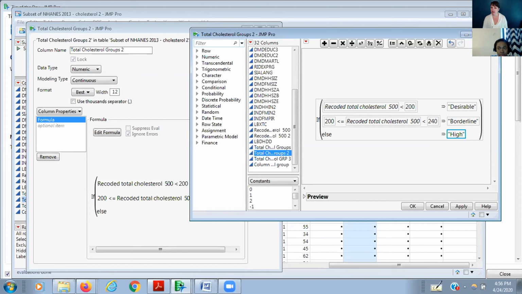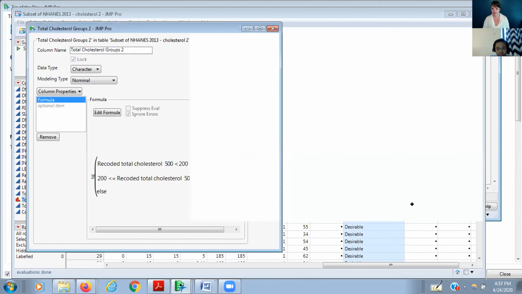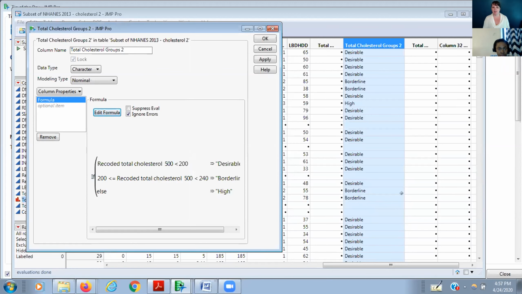Now press apply. You want to apply this formula. See down here underneath, you can see the word desirable. So press OK. Just press OK.